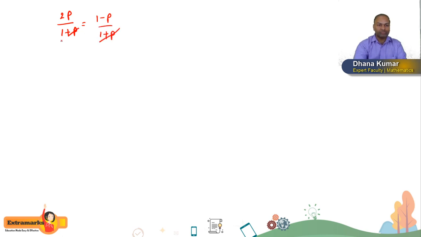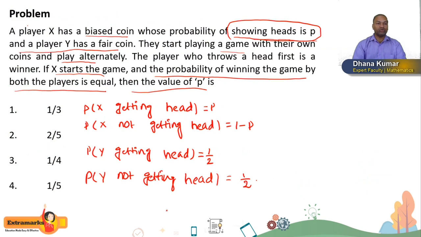So both sides 1 plus p cancel. Minus p, shift this side. 3p is equal to 1. P is equal to what? 1 by 3. So p is equal to 1 by 3. That is the first option, correct for this question. Clear? Right. Simple and a little bit logical question.